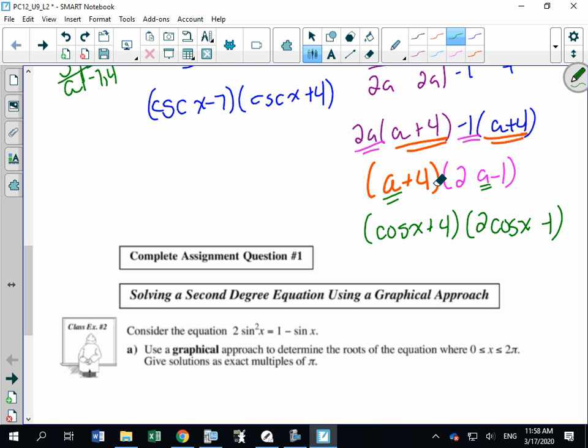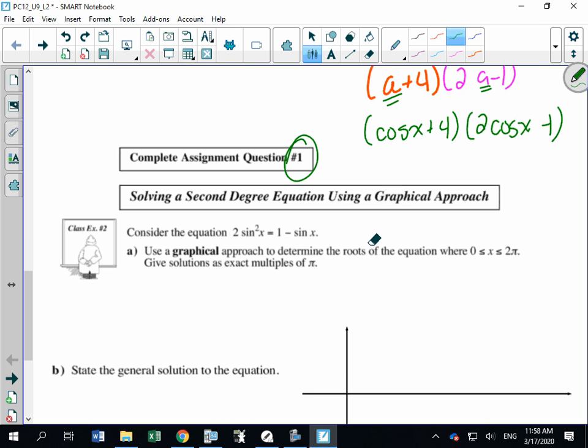Okay, class example 2. You guys, this will be assigned for homework, so make sure that you do that to make sure that your understanding is good. It's going to be just on factoring. Class example 2 is solving a second degree trig equation using a graphical approach. And then class example 3 will be this exact same question, but I'm going to say solve it algebraically. So these next 2 questions are just making sure that you are good with the algebra and the graph.